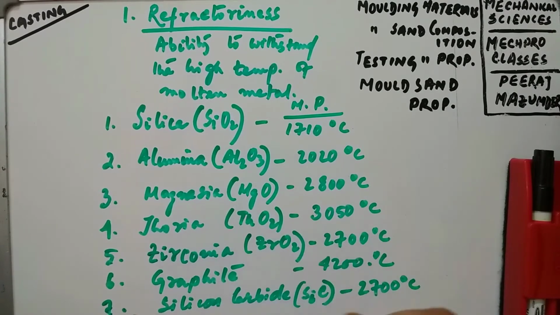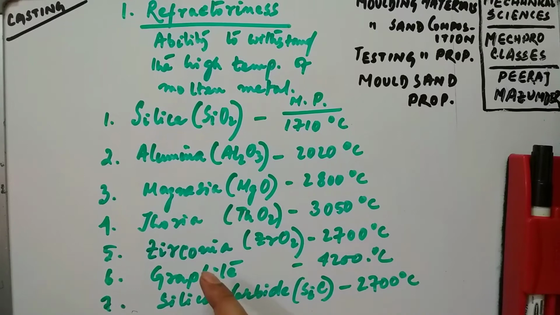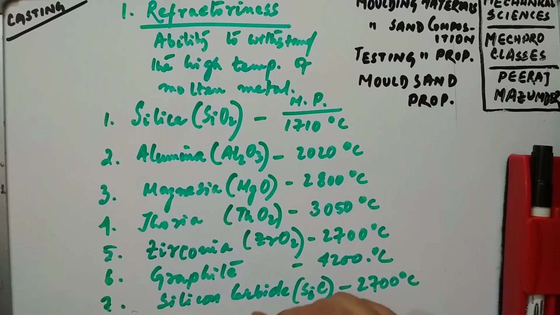For magnesia, MgO, it is having 2800 degrees Celsius. Thoria, ThO2, gives you 3050 degrees Celsius. Zirconia gives you 2700 degrees Celsius. And the melting point of graphite, you can see over here, is 4200 degrees Celsius. And silicon carbide is also one of the hardest materials. You can see SiC, the symbol is given over here, and the melting point is 2700 degrees Celsius. So you can see these are the values of some of the well-known refractory materials for molding purposes. But the most common one we generally use in casting as refractory material is silicon oxide, that is silica.